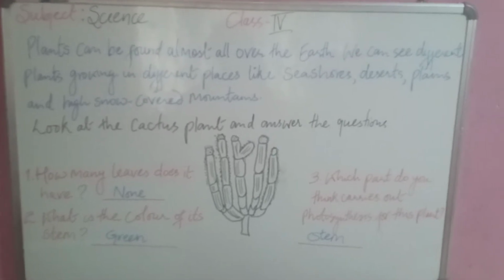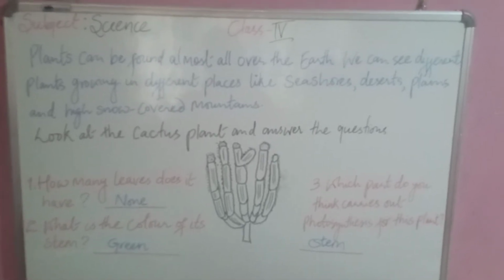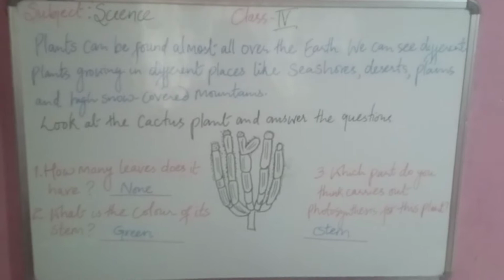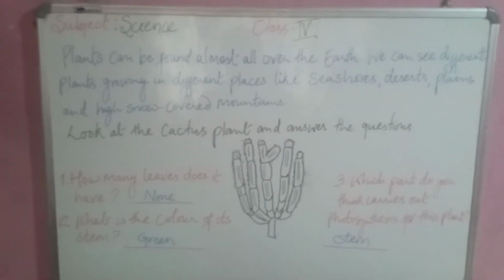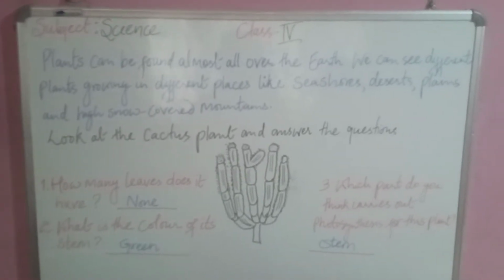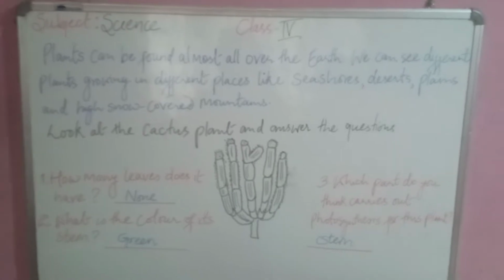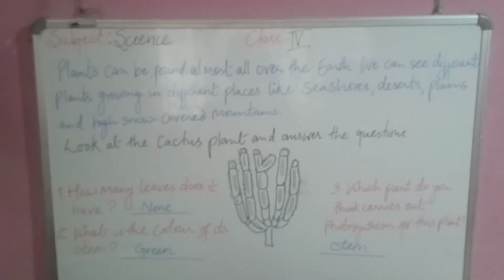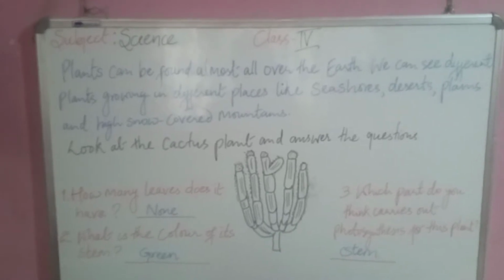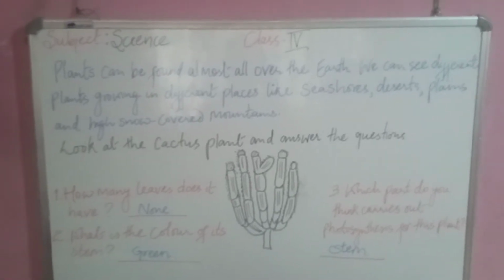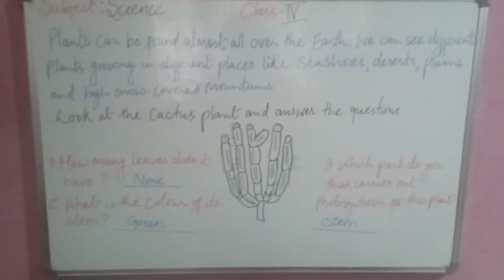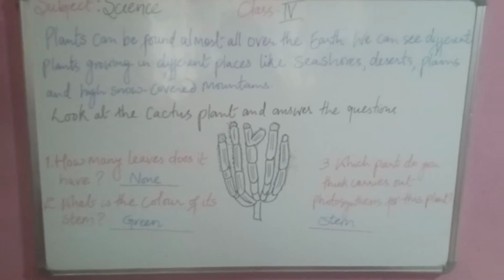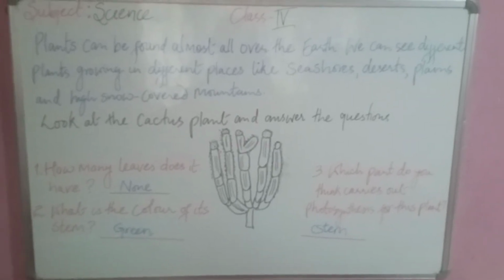So, today we're going to start with a new chapter, that is how plants survive. How do they survive? In this chapter, we will learn about different types of plants, whether it is terrestrial plant, aquatic plant, insectivorous plant, and non green plant, and what are the uses of plant. So, let's begin with this.